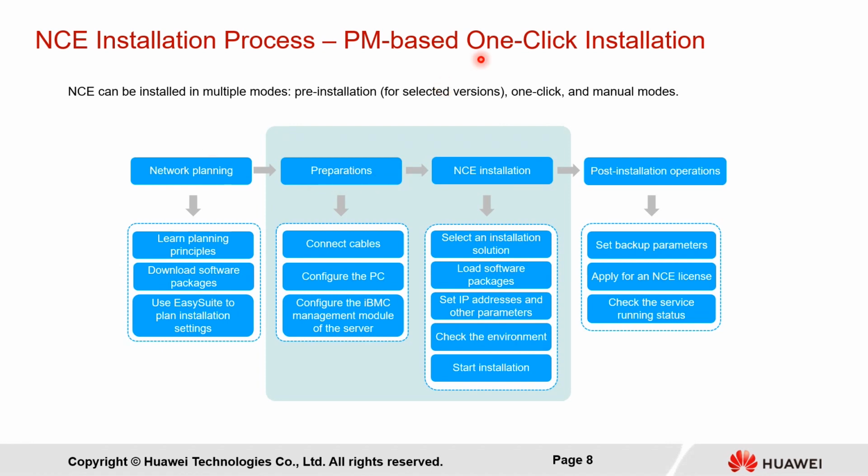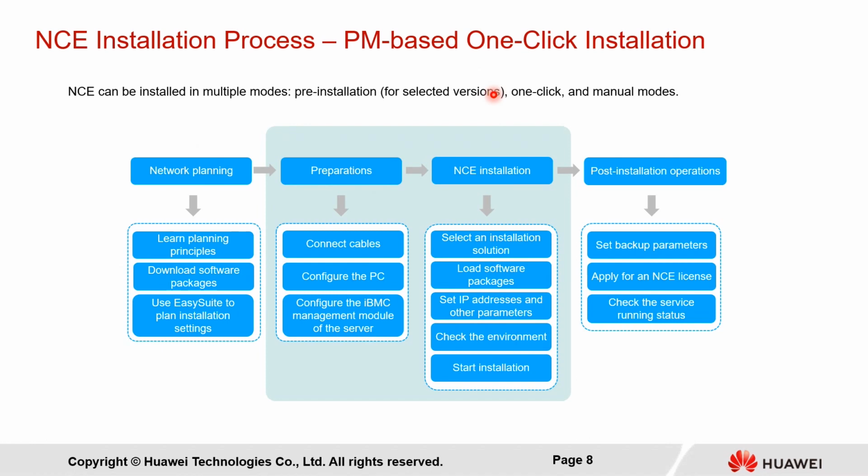This PM-based one-click installation can be done using Easy Switch. You only need to plan your network settings and make your servers ready. Easy Switch will help you finish everything left, such as setting IP addresses and passwords, and installing NCE on your servers.